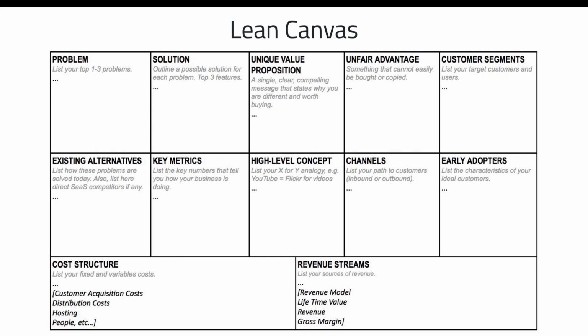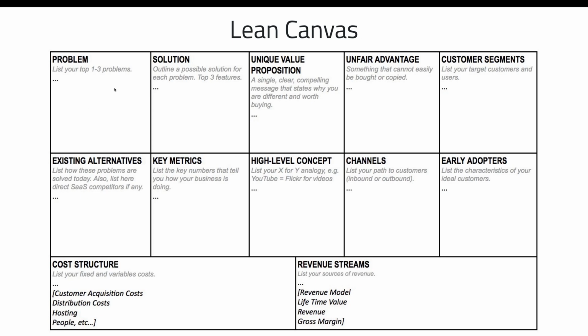Question number 3. Problem. Each customer segment you are thinking to work with will have a set of problems that they need solving. In this box, we will list 1 to 3 high priority problems that our customer segment has. Without a problem to solve, you don't have a product or service to offer, right?